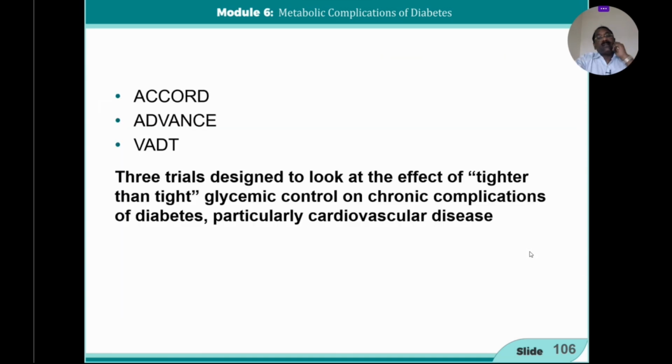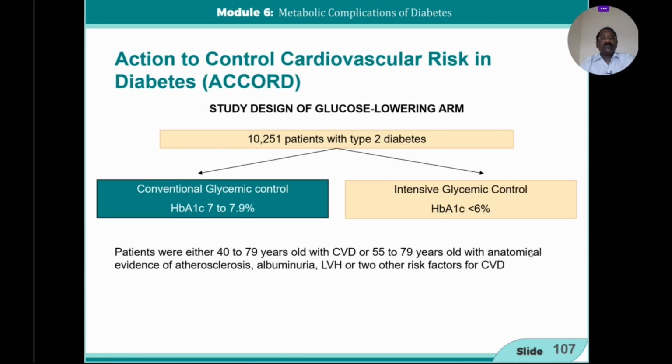So these three are the trials: Acute, Advance, and VADT. Three trials designed to look at the effect of tighter than the tight glycemic control on chronic complications of diabetes, particularly cardiovascular disease. So tighter than the tight. Okay. This is the Acute trial.